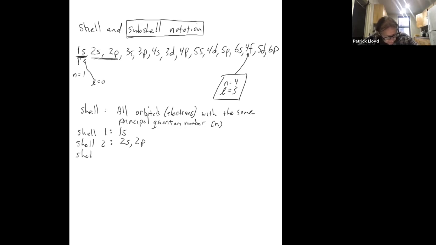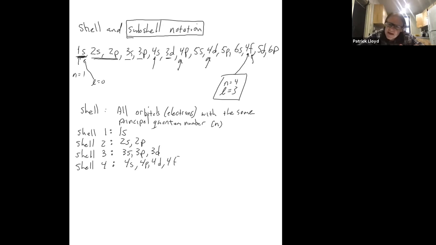Shell 3. All the ones where n is equal to 3. That would be this, this, and this. Don't forget that one over there. We'll talk later about why the 4s, I wrote that before the 3d, sorry. But in any case, 3s, 3p, 3d, shell 4. Well, that's 4. So this one, this one, this one, and then this one all the way out here, right? So 4s, 4p, 4d, and then 4f. So those are called shells.